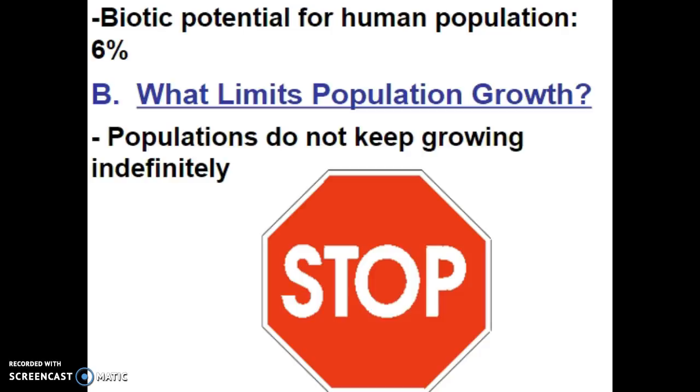If every person that was ever born got together with another person and reproduced the absolute maximum amount of children that they could have within a reproductive lifetime, we would also be overrun on the planet with human beings. Right now, we are about at 6% of our biotic potential, mainly because there are limits to population growth. Populations just can't keep growing and growing and growing. So there are limits to population growth.